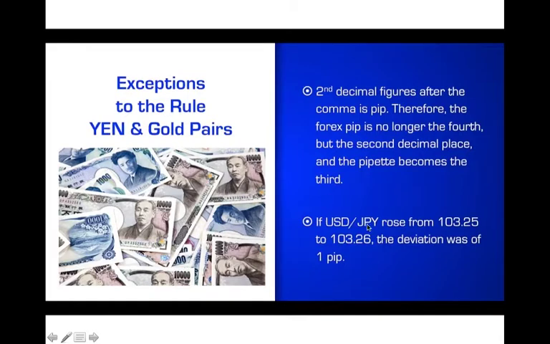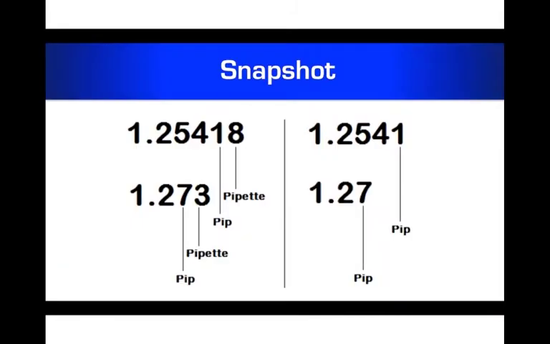So in JPY pairs, you only have 3 numbers after the decimal. And the same way we neglected the last number for other pairs that have 5 numbers after the decimal, it's the same way you neglect the last number for yen pairs and gold pairs. So what do I mean by that?